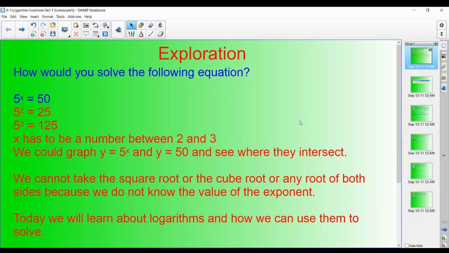5 to the x power equals 50. Now I know 5 squared equals 25 and 5 cubed equals 125. I could graph the exponential and the linear functions and see their intersection and what x coordinate that is at. I can't take the square root because I can't take the x root, or I don't know what x is. I could guess and check my way through it, but we're going to learn that there's something called a logarithm that we can use in order to solve that problem without guess and check and without graphing.